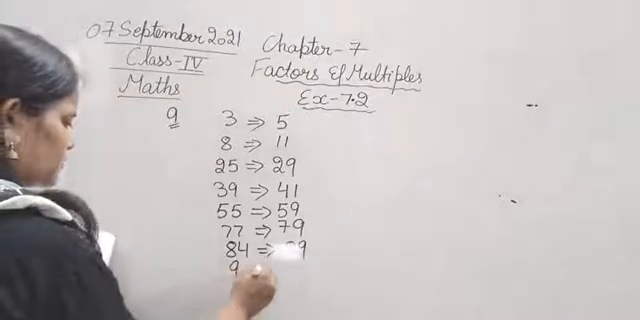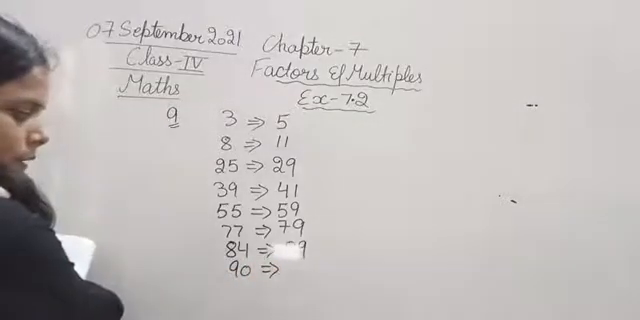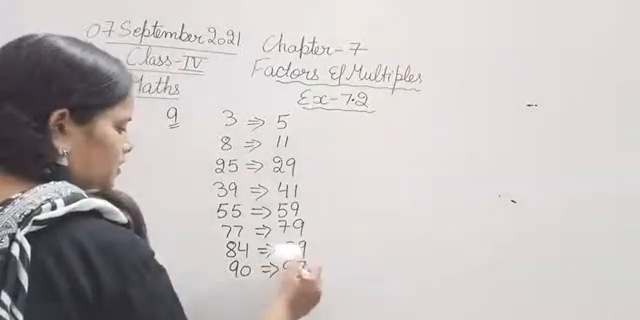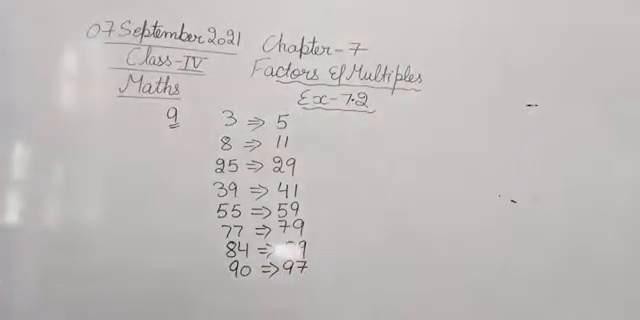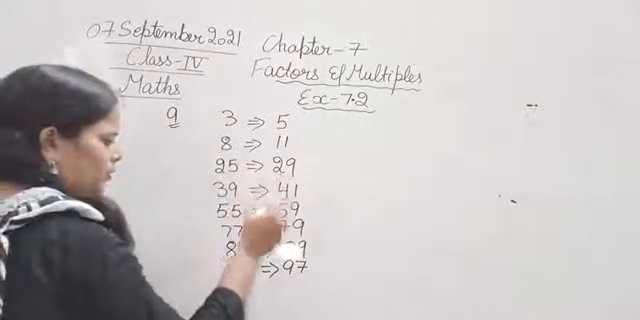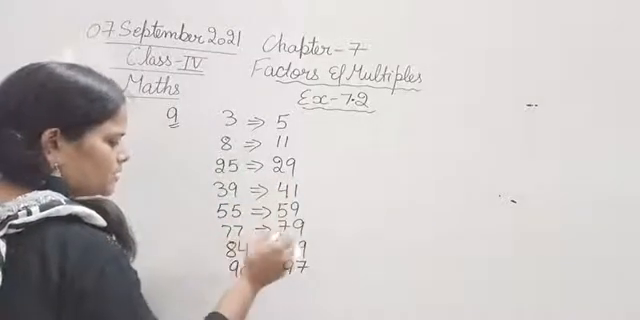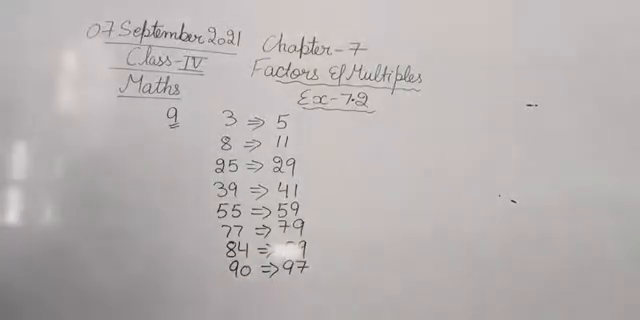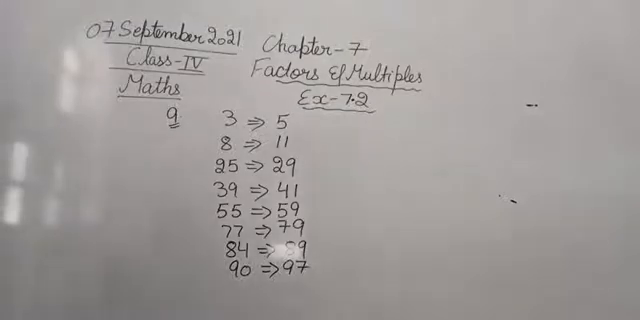90, so that can be 97. That can be 96. That will be 97. Not can be, it will be. So after 3 the next prime number is 5. After 8, 11; 25, 29; 39, 41; 55, 59; 77, 79; 84, 89; and 96, 97. So this is the solution of question number 9.